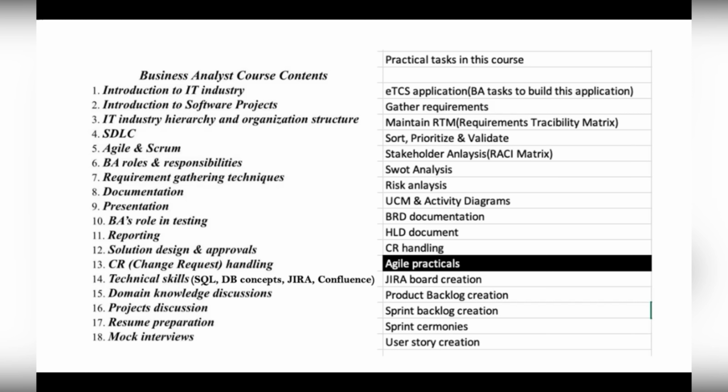Okay, after that, we'll do risk analysis. Risk analysis is about what the risk is in every project. When we start off a project, there's always a risk. As a BA, a business analyst, the name itself says you're more like analyzing a particular business.